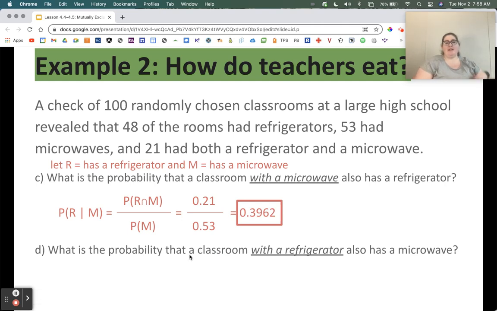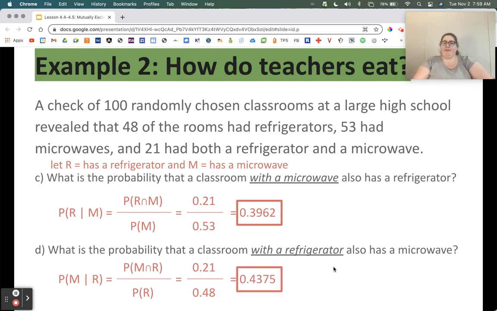Part D is the same idea except backwards. What probability that a classroom with a refrigerator also has a microwave? So given that they have a refrigerator, what's the probability that they have a microwave? So microwave given refrigerator. So again, my formula tells me I'm going to do the intersection, microwave and refrigerator, divided by probability of what's given, which is that they have a refrigerator. So my intersection was 0.21. Probability of refrigerator was 48 out of 100, so 0.48, which gives me 0.4375.